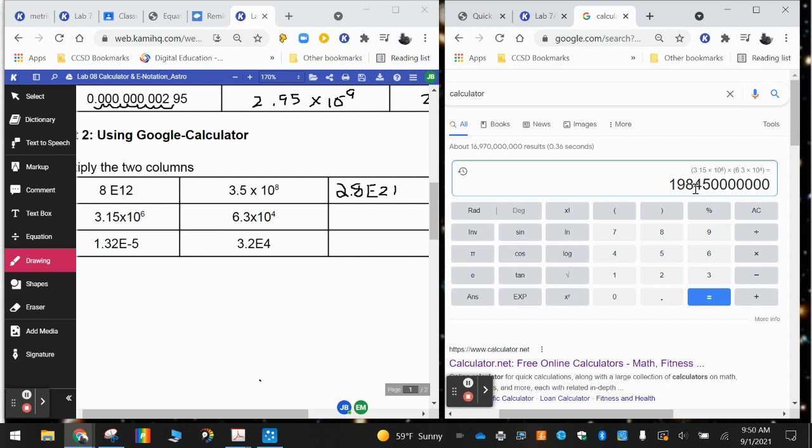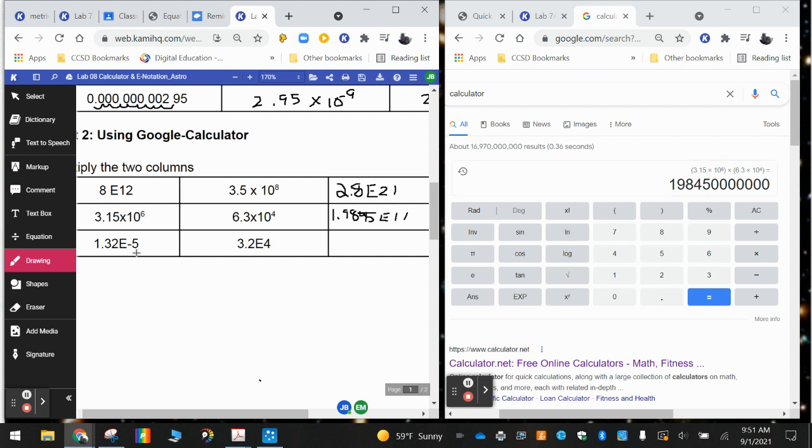So we want to change this to scientific notation here, right? So 1, 2, 3, 4, 5, 6, 7, 8, 9, 10, 11. So we can probably go 1.9845 E to the 11. Okay, that's this one here. Now try this one out.